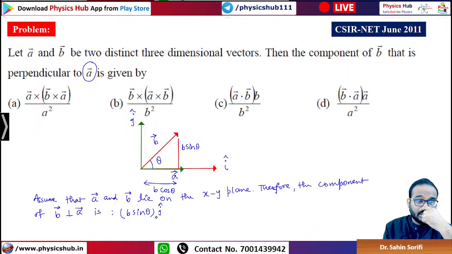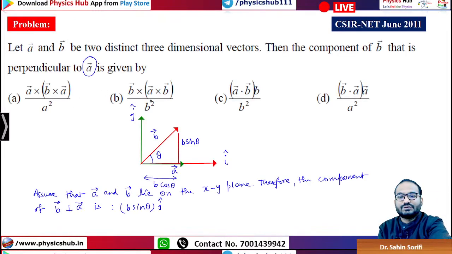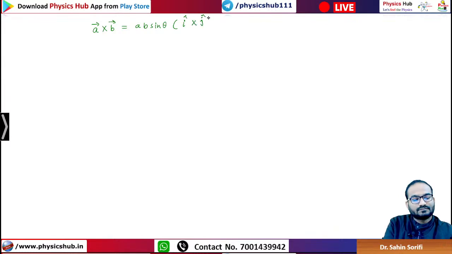Now we have to find out which of these options is equal to this B sin theta j cap. Four options are given, so which of these options will give us this vector? Let's calculate, A cross B is there everywhere. In the first two options, A cross B or B cross A is there. So let's find out A cross B, because from A cross B we can easily calculate B cross A. You know the formula, A B sin theta. Now what about direction? Direction of A is i cap, direction of B is j cap.